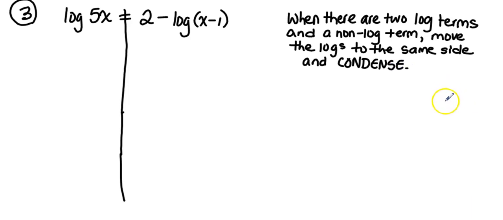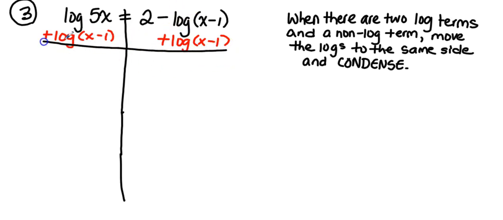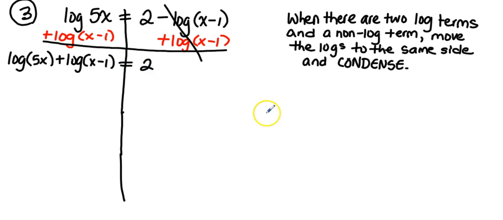So first let's get all of our log terms on the same side. I will choose to add log of x minus 1 over, since log of 5x is already over here. That cancels. So now I have log of 5x plus log of x minus 1 equals 2.